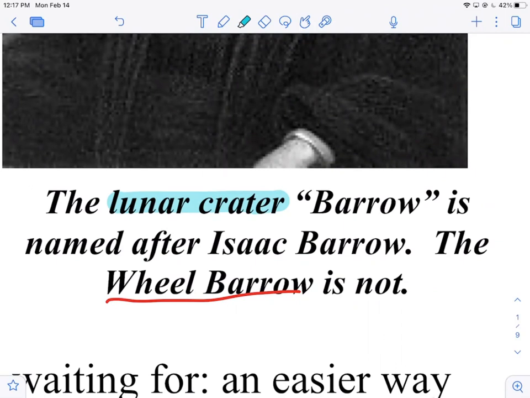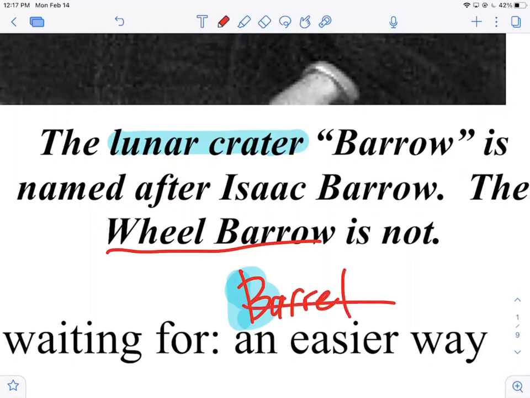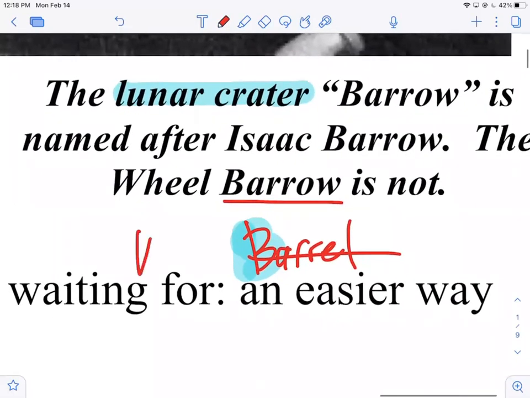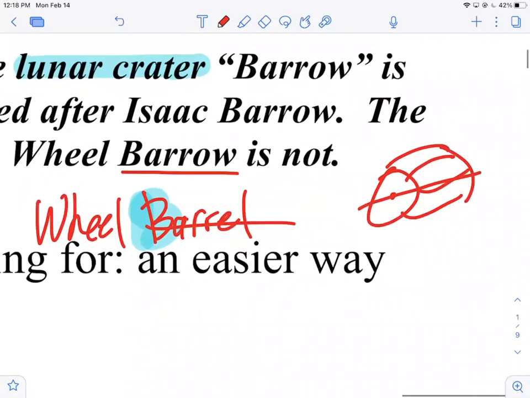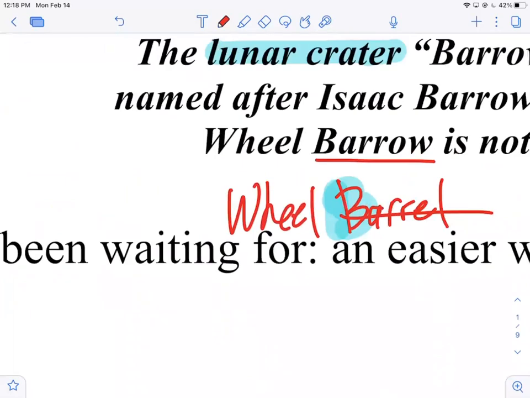Now, when I say it's not the wheelbarrow, people are like, wheelbarrow? I thought it was wheelbarrow. How many of y'all thought that it was wheelbarrow? Okay, it's barrow. So you learned something. It's not a barrel, it's a barrow. Unless you want to take a barrel and put an axle through it, you could use it as a wheel. That might be a barrel wheel instead of a wheelbarrow. You'd have to take a wheel and turn it into a barrel to make a wheelbarrow.